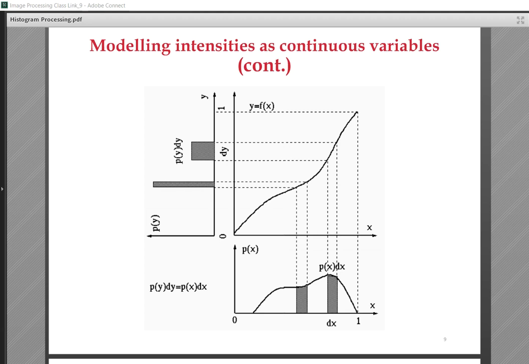But here, with a low slope, dy is small, then PY or PS is large. The multiplication of this width by this height is constant. If this area is smaller, this area is larger, and vice versa. It means PY dy is PX dx, or PS ds is PR dr.